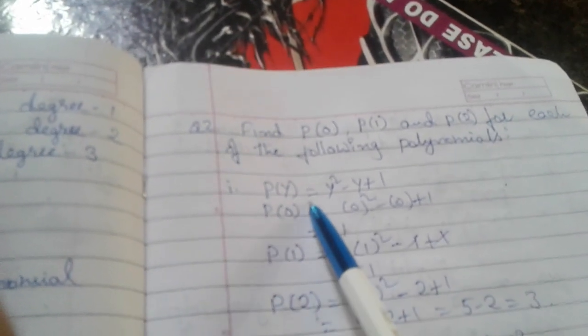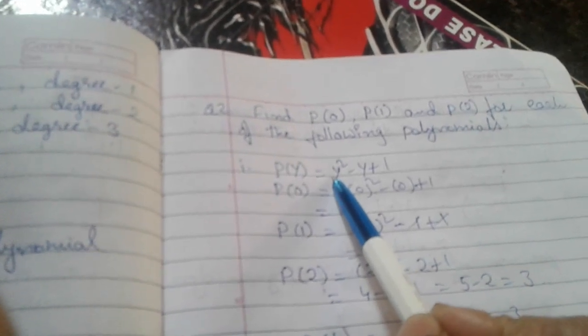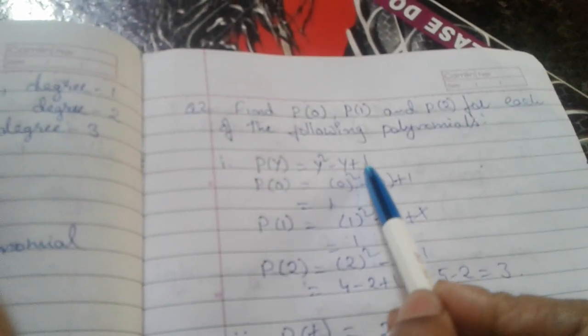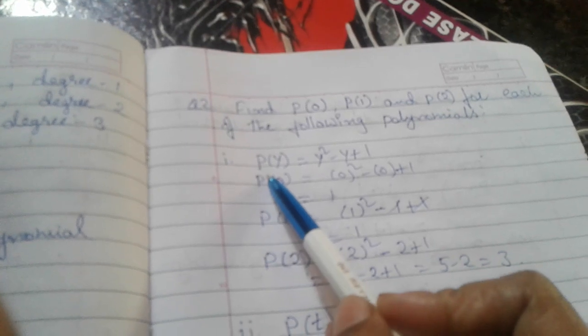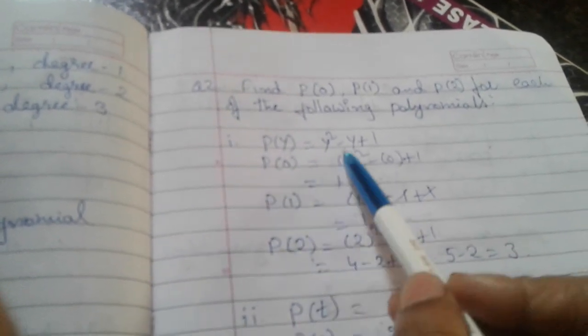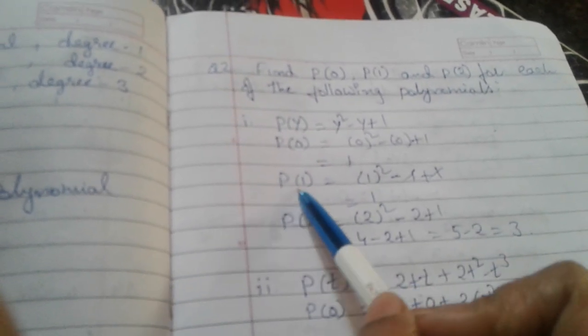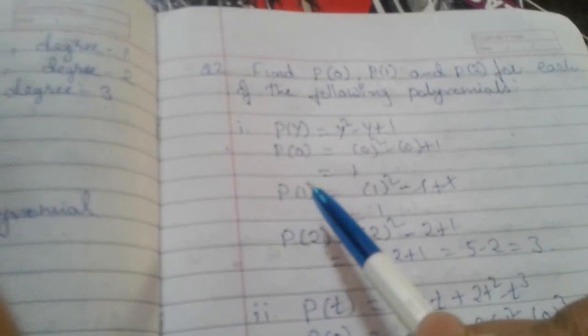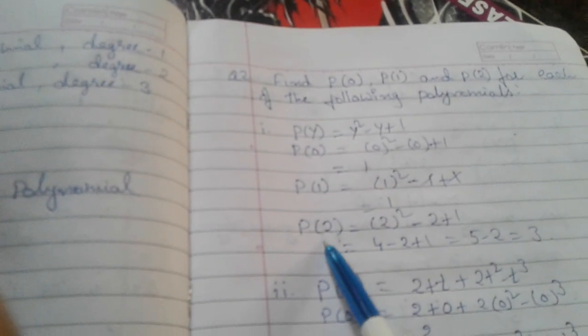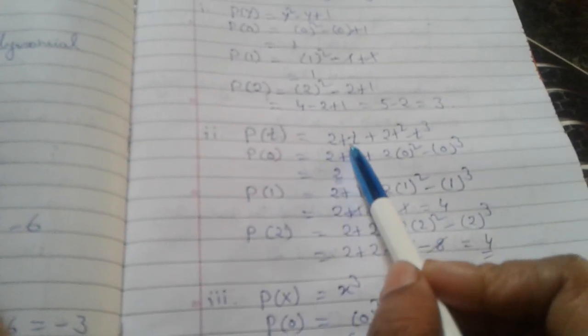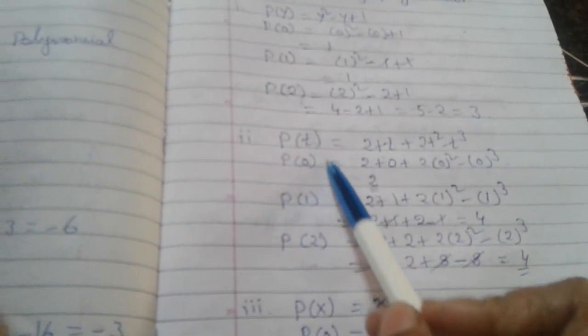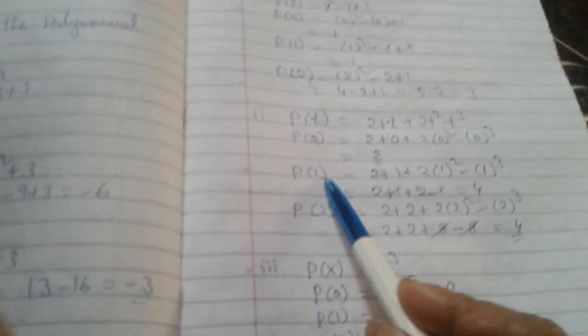The polynomial is in the variable y. p of y is given as y square minus y plus 1. First we calculate the value p of 0, simply putting 0 in the given polynomial. For the second one you calculate p of 1, and the third one is p of 2. In the same way, different polynomials with different variables are given, and you find the value by putting in the given value of the variable.